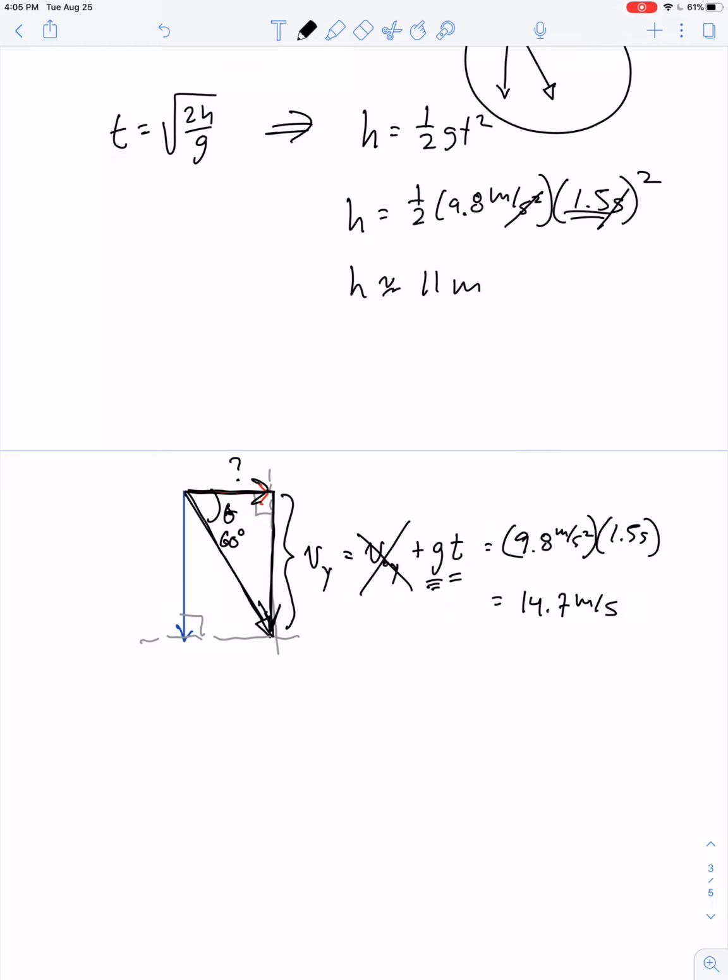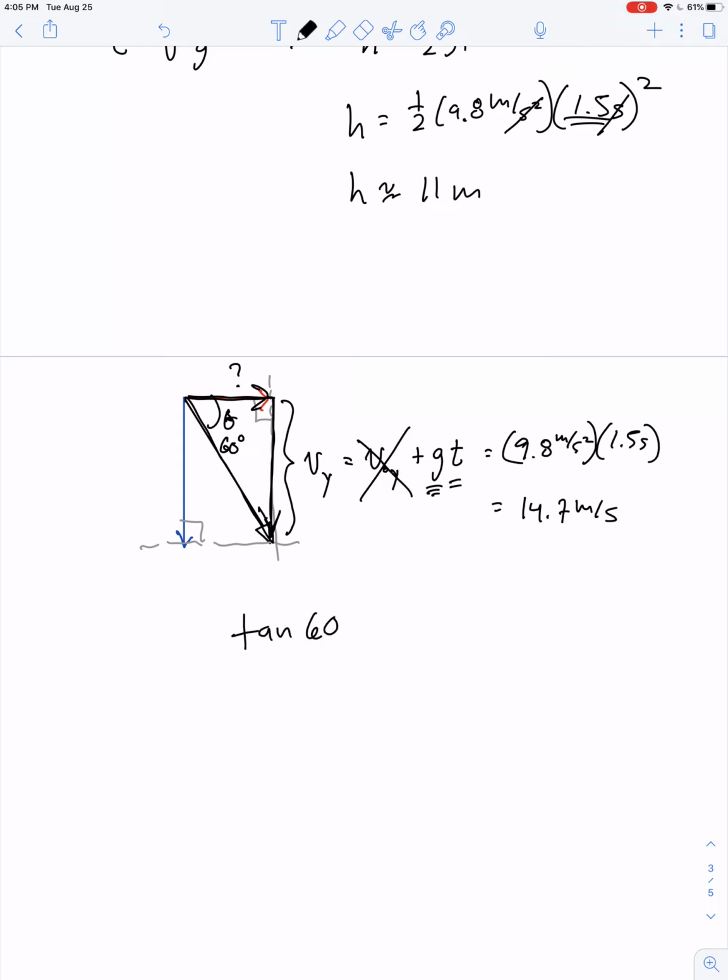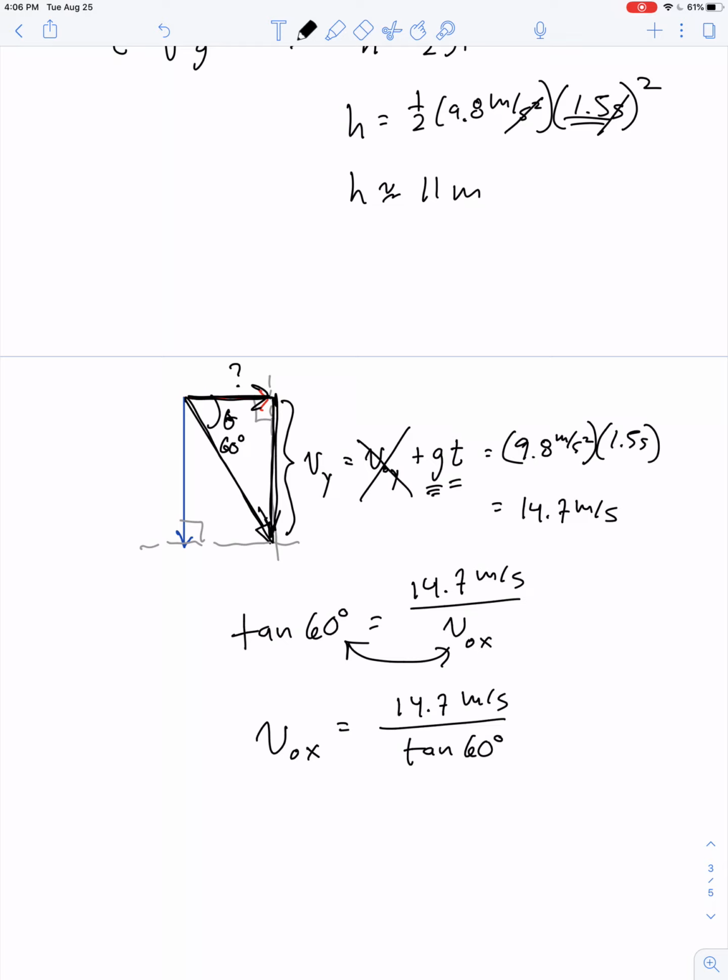meters per second. So the tangent of 60 degrees has to be equal to opposite over adjacent. It has to be equal to 14.7 meters per second divided by the quantity we're looking for. So we just do some cross-multiplying, right? That means the initial velocity in the horizontal direction is equal to 14.7 meters per second divided by the tangent of 60 degrees. And we get an initial velocity of about 8.5 meters per second.